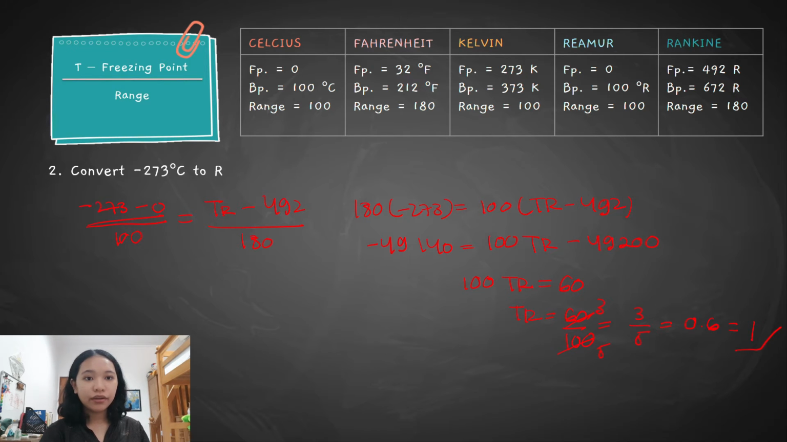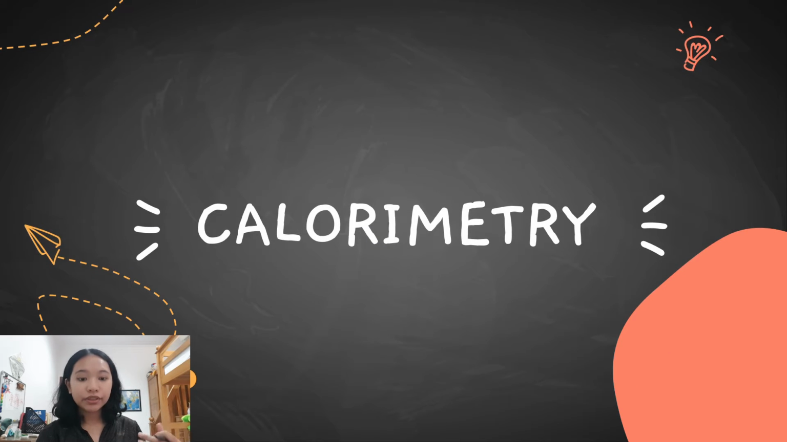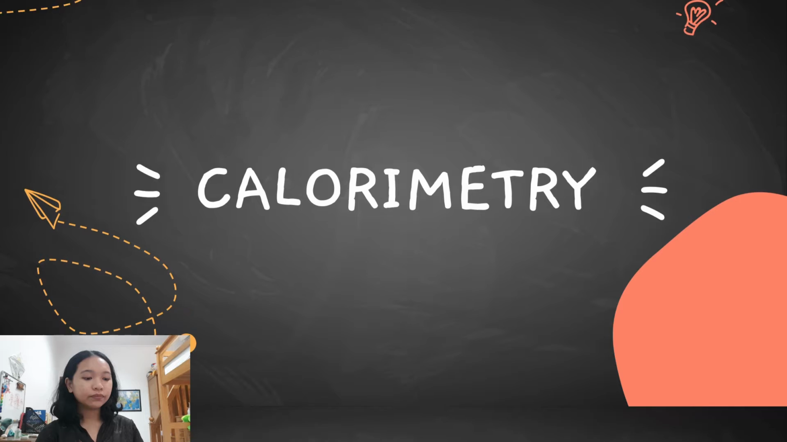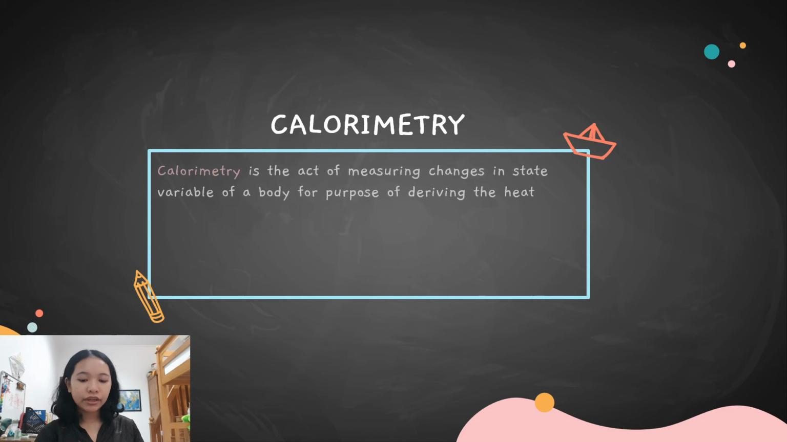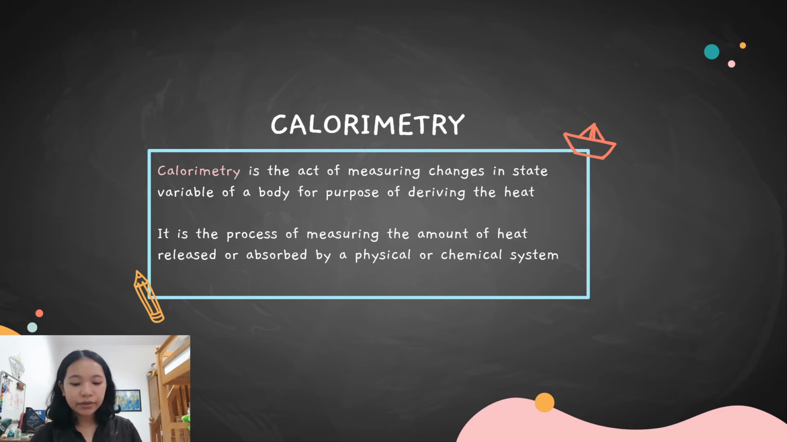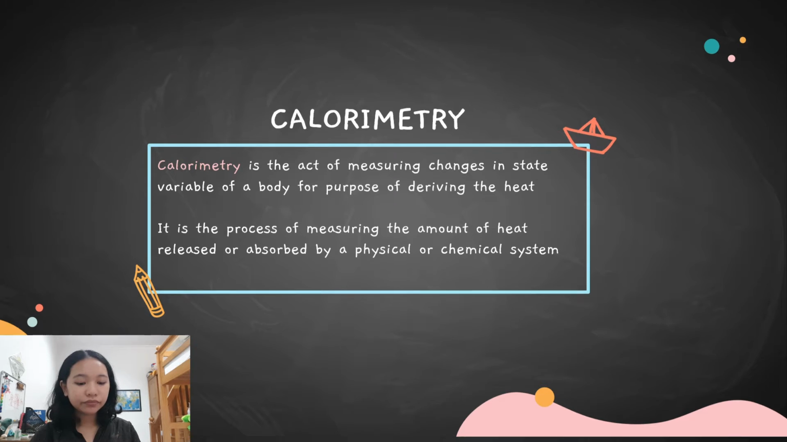Next, let's move on to the next subtopic, which is calorimetry. So, what is calorimetry? Calorimetry is the act of measuring changes in state variable of a body for the purpose of deriving the heat. It is the process of measuring the amount of heat released or absorbed by a physical or chemical system.